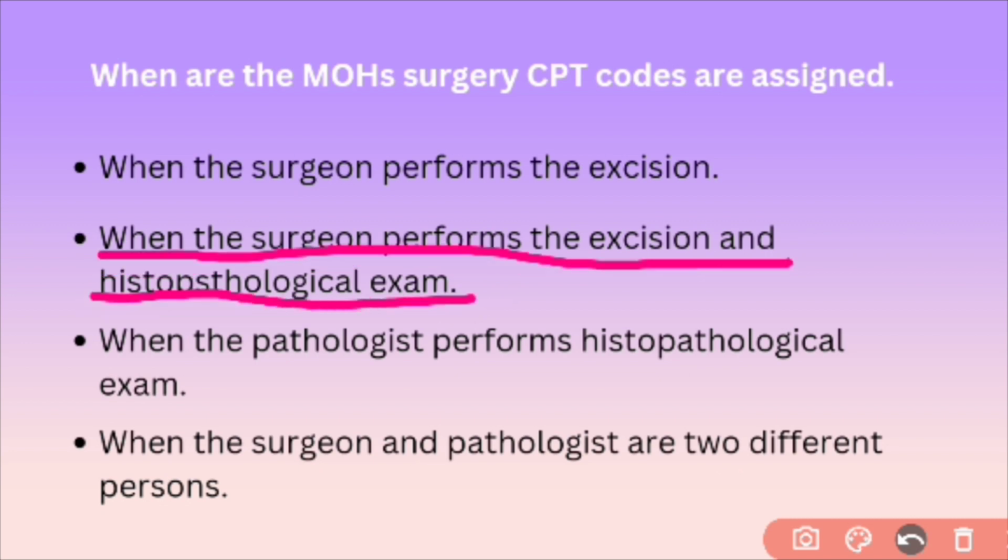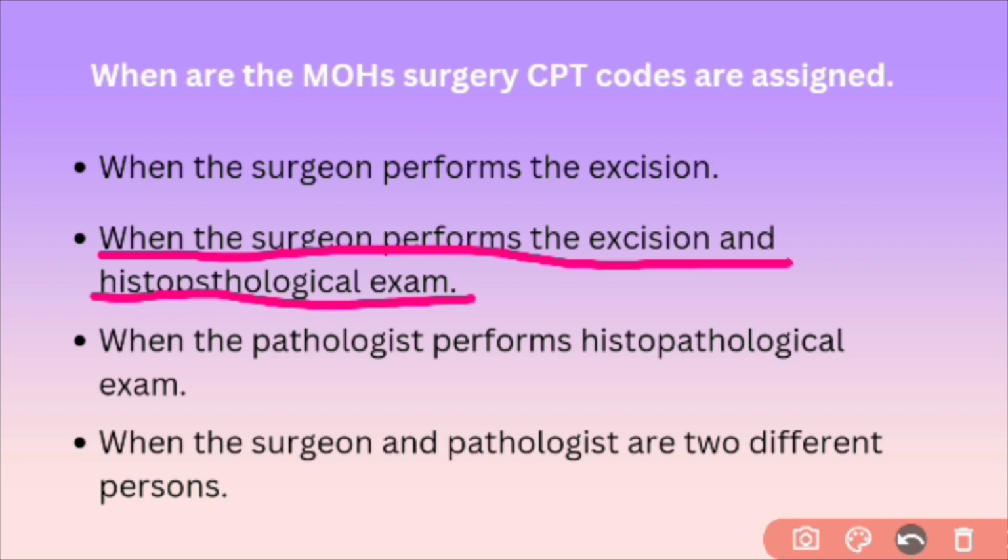Mohs surgery is a specialized technique used to remove skin cancer, where the surgeon removes layers of the skin one at a time and examines each layer under the microscope until no cancer cells are found. So in this process, the surgeon performs both the excision and the histopathological exam, making it a unique procedure. Therefore, the CPT codes for Mohs surgery are assigned based on the work performed by the surgeon, which includes both the excision and also the examination of the tissue, that means histopathological examination.